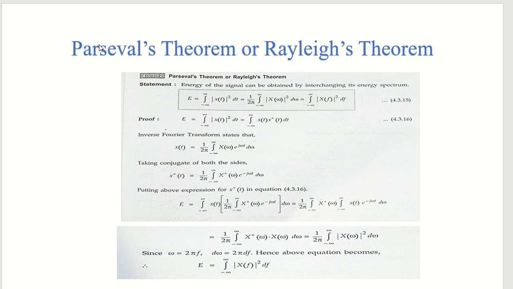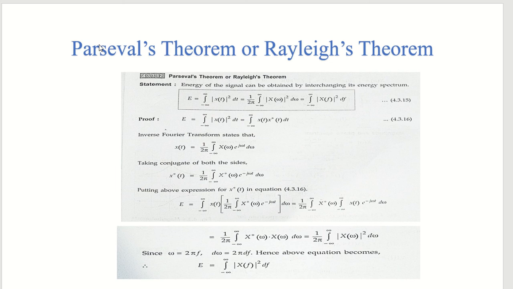Now let's try to prove this Parseval's theorem. So we will take a signal x(t), and we will try to find the energy of that signal. It will be the integral from minus infinity to infinity of |x(t)|² dt, and by taking x(t) squared, we are basically multiplying x(t) with its conjugate, so you can write x(t) times x conjugate of t dt as well.